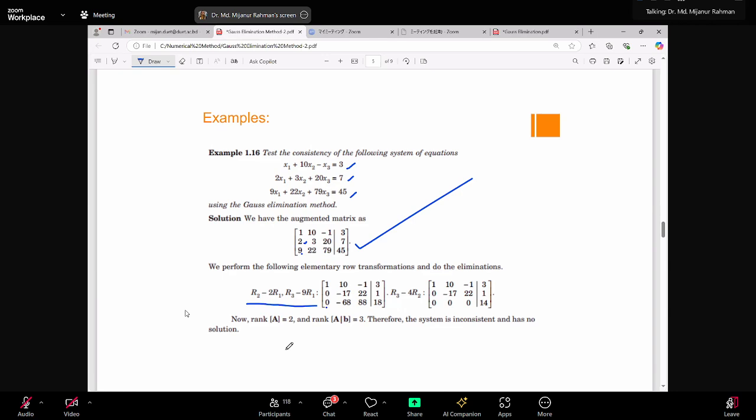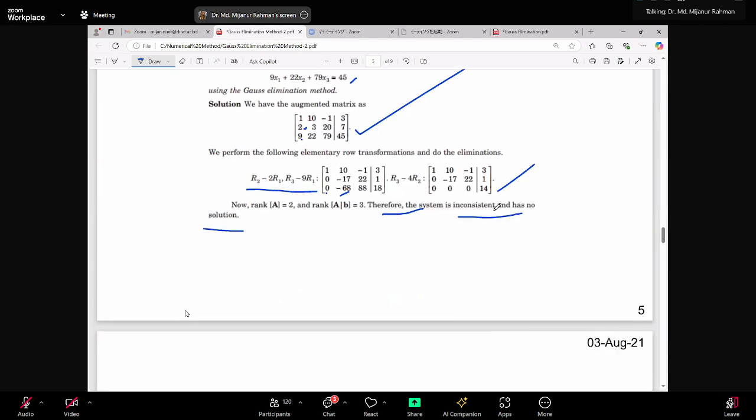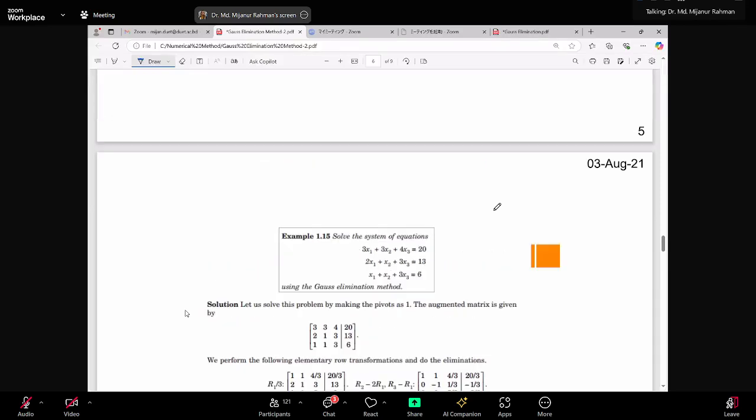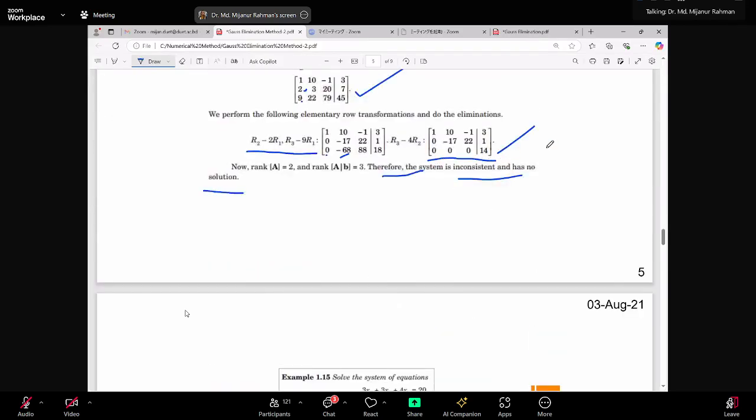So now our target is to make this term 0. Then again we can do R3 minus 4 R2. So here, if you do this, then you will get this equation. So now rank A equal to 2, the rank AB equal to 3. Therefore, the system is inconsistent and has no solution. That means this equation, you cannot solve this problem as a linear equation. If you find such type of problem, then you should write, no, this is not an exact equation that could not be solved by Gauss elimination method.